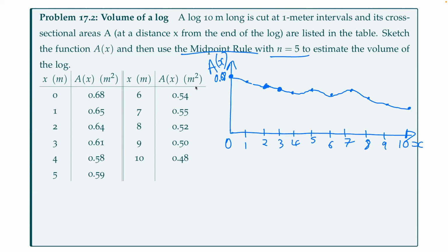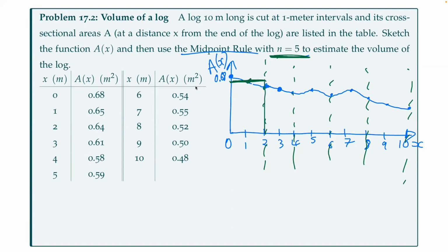And that will give me 5 different areas, because we want our n to be equal to 5. So I want to take chunks along here at 2 meters, 4 meters, 6, 8, and 10. And the heights of these, because we're using the midpoint rule, are going to be determined by the midpoint. So the height at 1 meter, 3 meters, 5 meters, 7, and 9, and so on. The height of this function is our area.